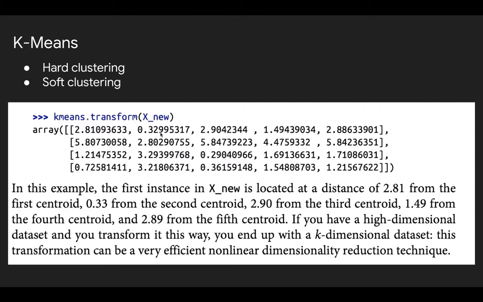And in K-means, we have hard clustering and soft clustering. For hard clustering, we are assigning the instance to a particular cluster.